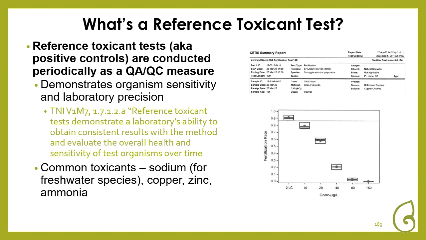Common toxicants include things like metals, ammonia, or even sodium for freshwater species that don't like a salty environment so much. The image that I've got here is a snapshot from CETIS. So this is the statistical software package that's typically used for toxicity testing. And it shows that for this test, copper chloride was the toxicant, and we used it on the purple sea urchin to see how it impacted their ability to successfully fertilize eggs. You can see a classic dose response, which means that with increasing concentrations of copper, you can see that the percent fertilization decreases.